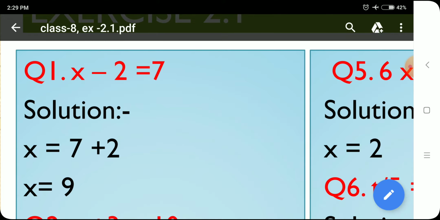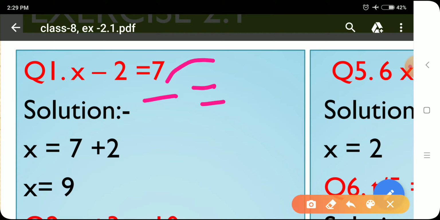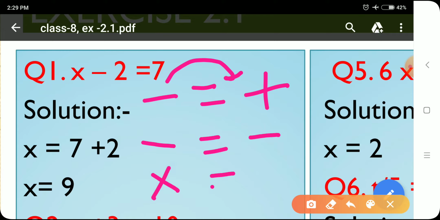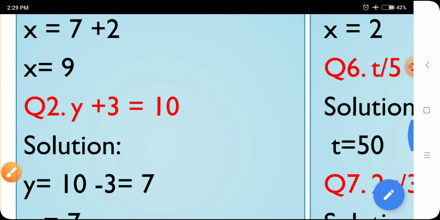You already know that minus, when it comes to the right hand side, changes into plus, and plus changes into negative. Multiplication changes into division, and division changes into multiplication. So move to question number 2.